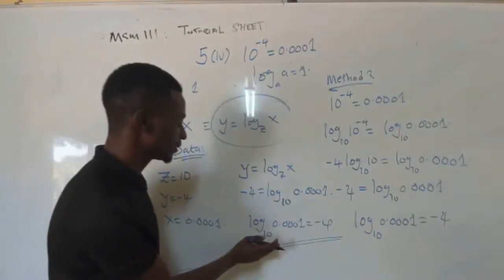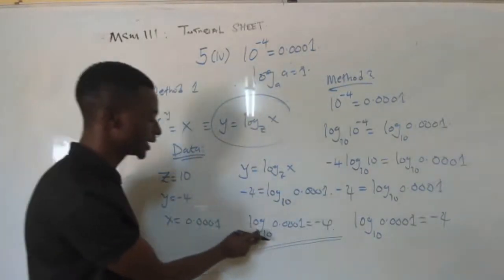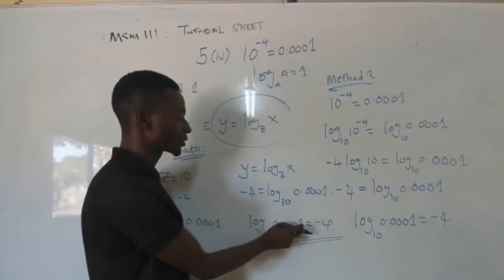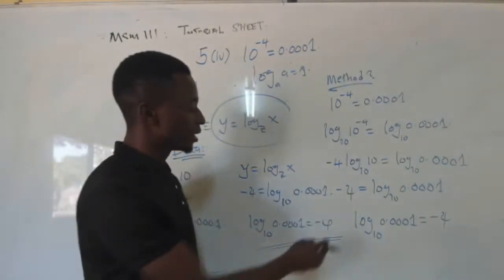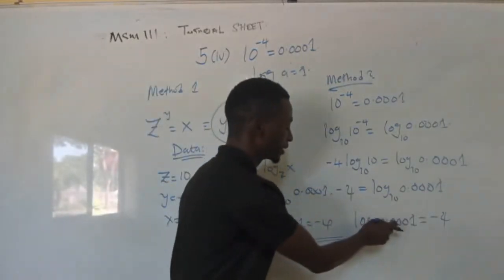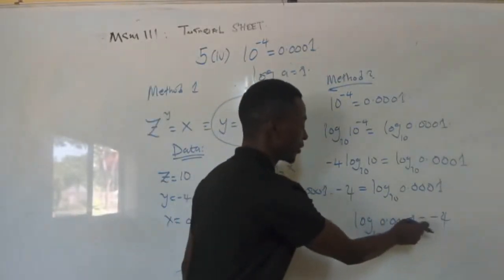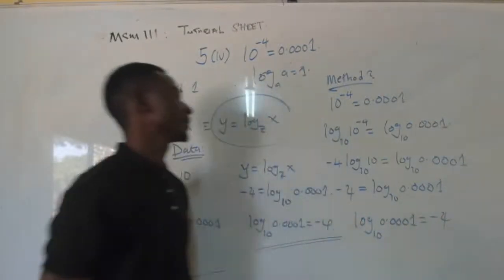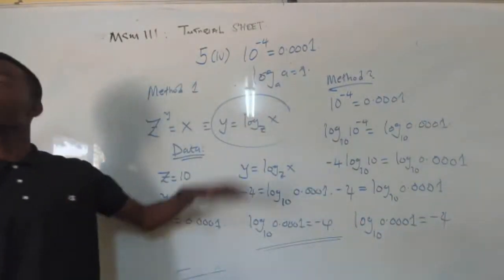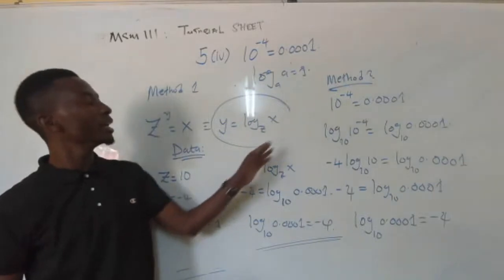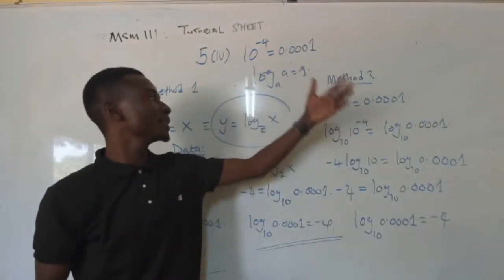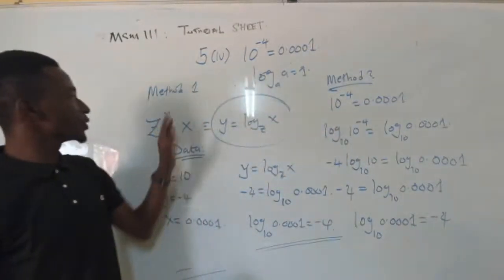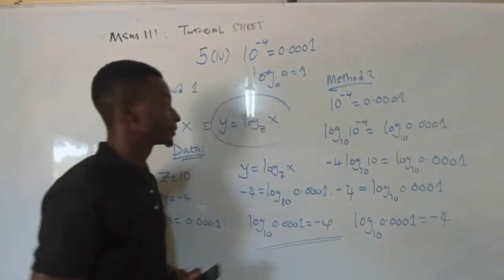Have you seen? We're getting the same answers. The first method, we got log 10 of 0.0001 equal to negative 4. Even the second method, we have log 10 of 0.0001 equal to negative 4. So if you feel this method is difficult for you, you can use the other method. If you feel method 2 is difficult, you can also use method 1.